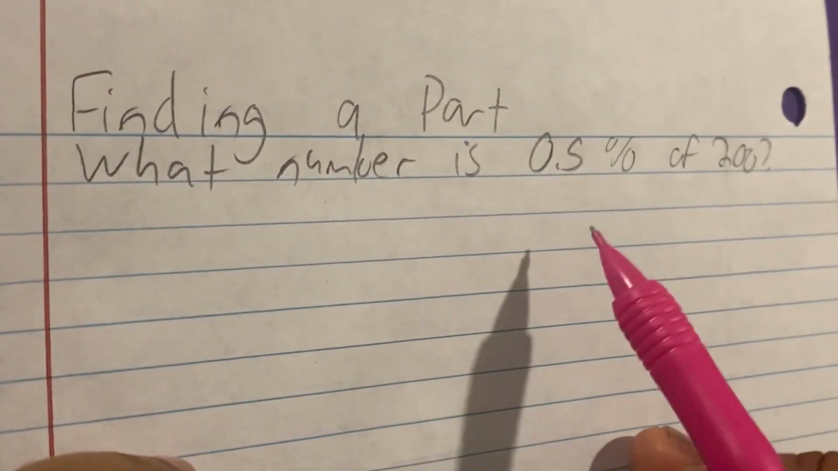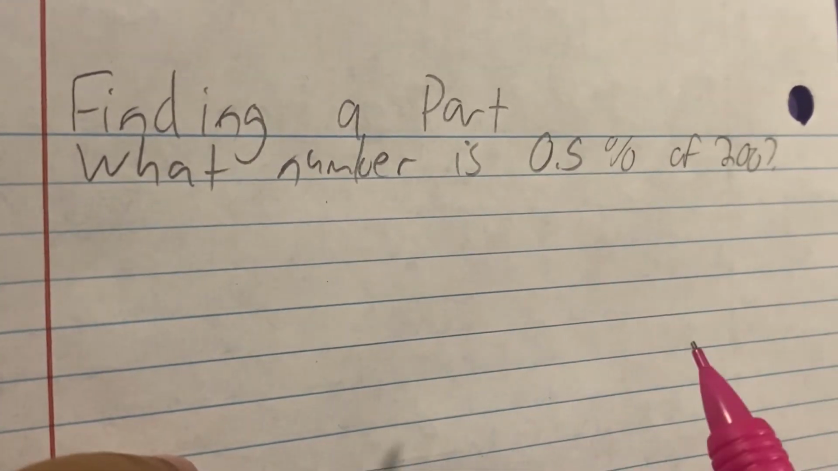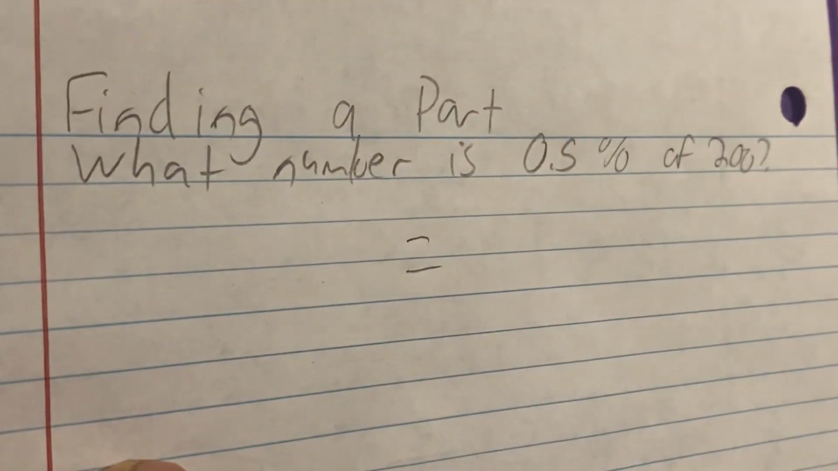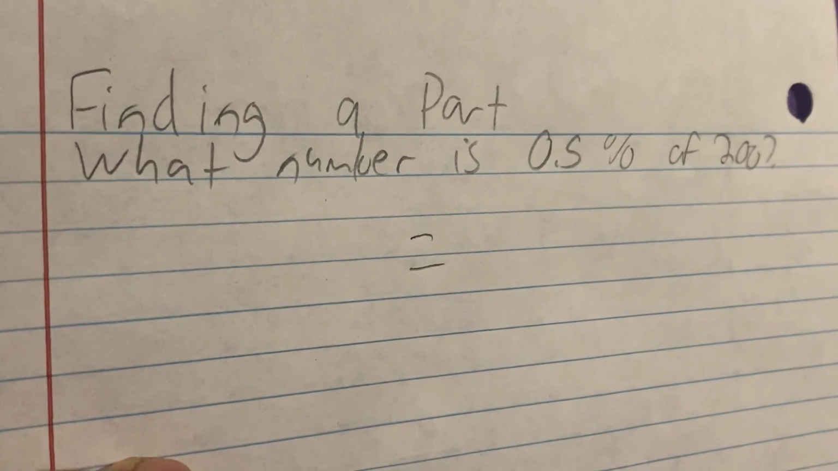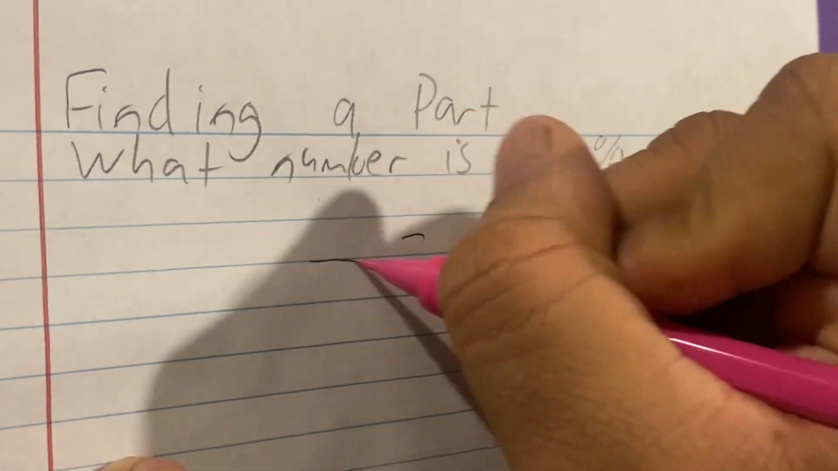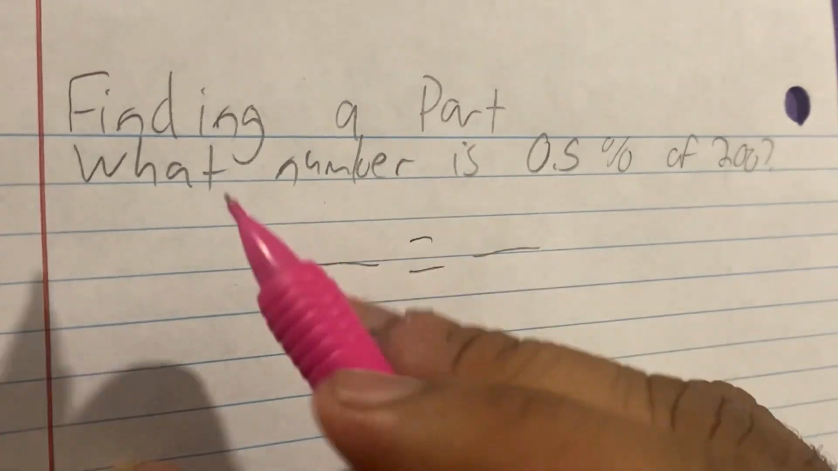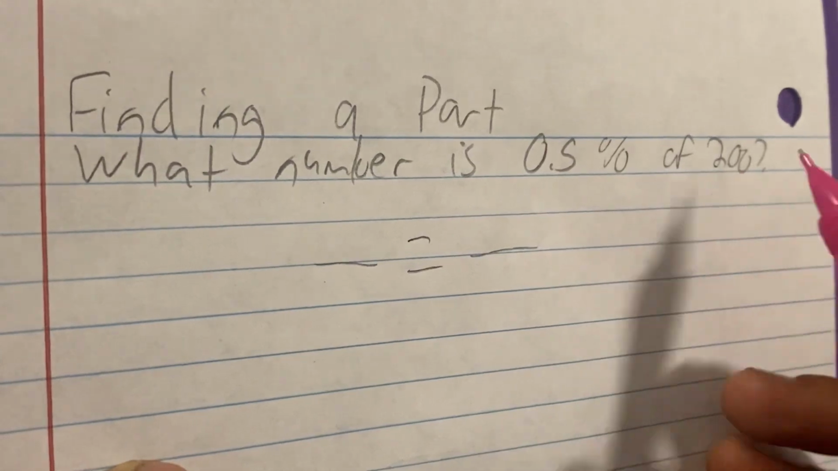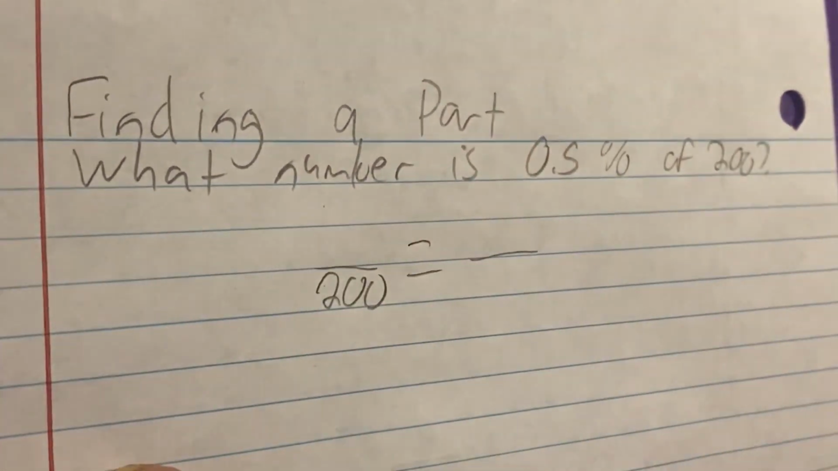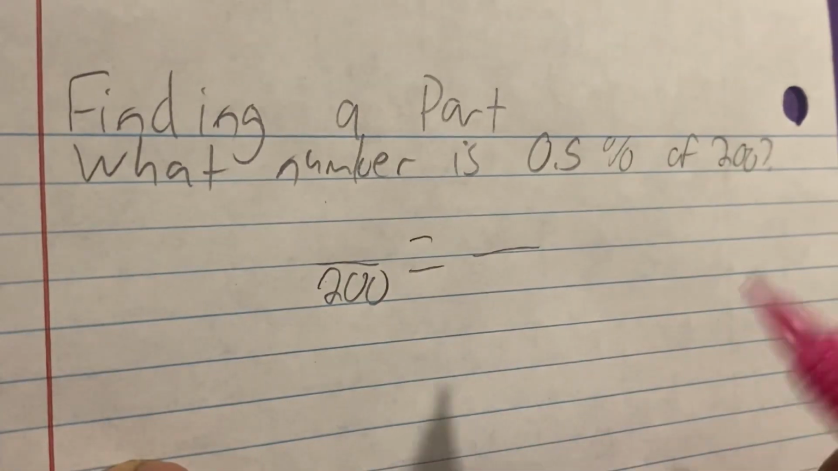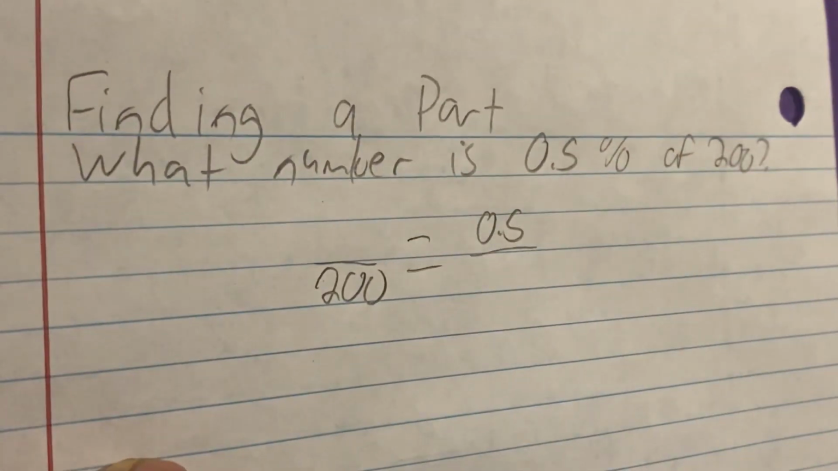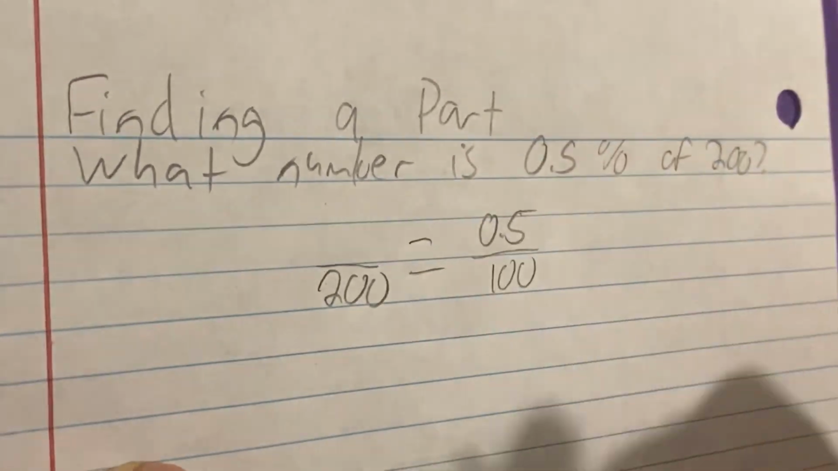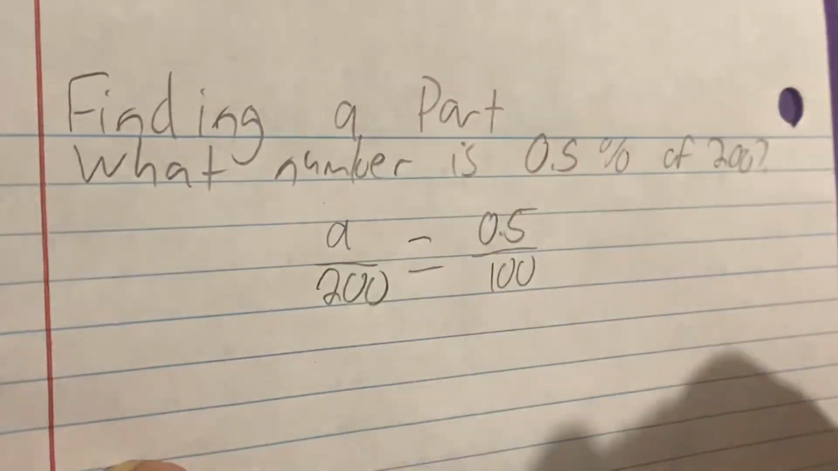Already this is a slam dunk, because did you guys know that decimals can be percents? I guess you know now. So what is that going to look like? I'm going to put up my percent proportion. We're trying to look for the part. What number is 0.5% of 200? We know that the whole, if it's of 200, is going to be 200. We also know the percent here is 0.5. And the percent is always over 100, no matter what. But what we're looking for is the part, the A.